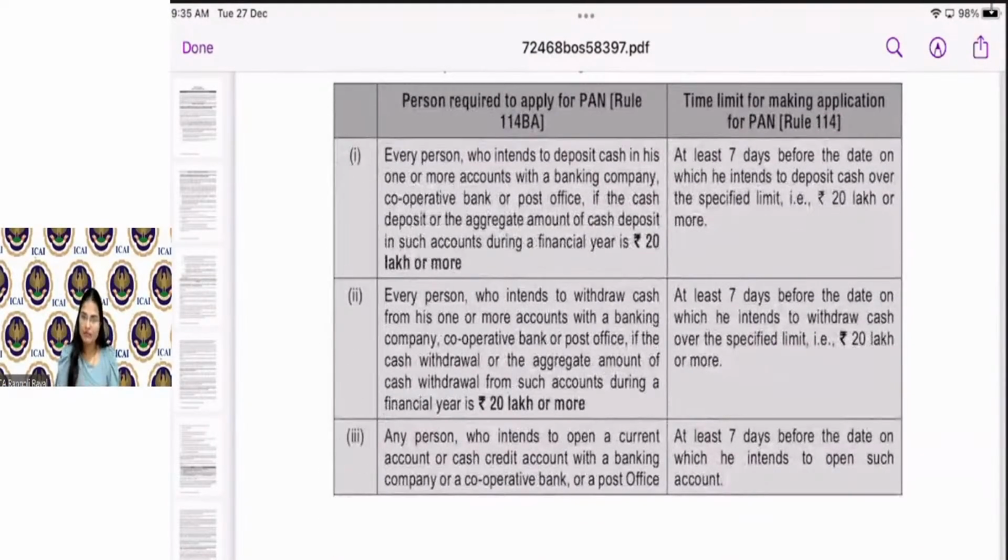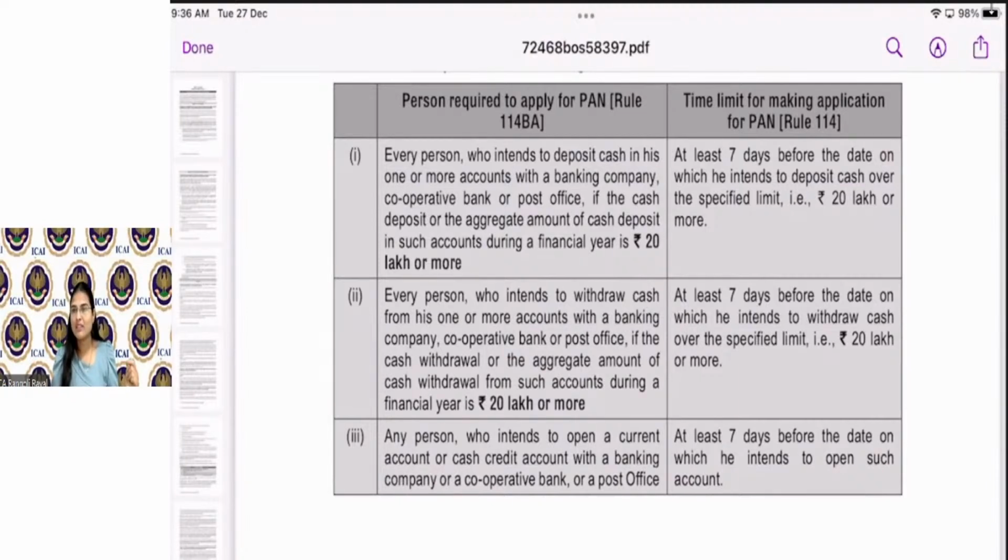The same is applicable in case of withdrawal. We have discussed the withdrawal under 194N. If you are not filing a return, then the withdrawal TDS is applicable if you are withdrawing over and above 20 lakh. So if you want to withdraw from one or more of your bank accounts with the same bank, cooperative society or post office, 20 lakh and more, then say I have already withdrawn 19 lakh from my bank account. Now I want to make a further withdrawal of 3 lakh.